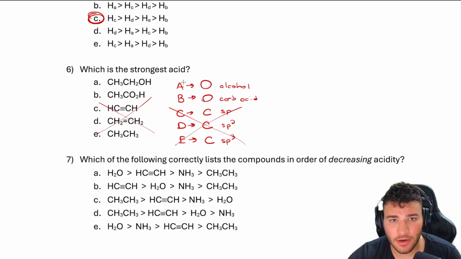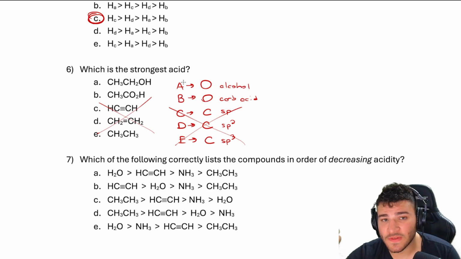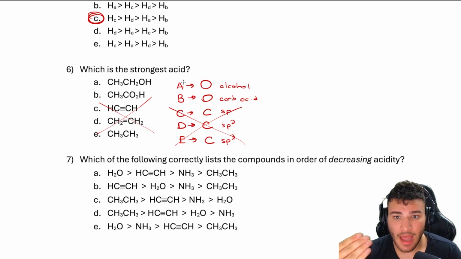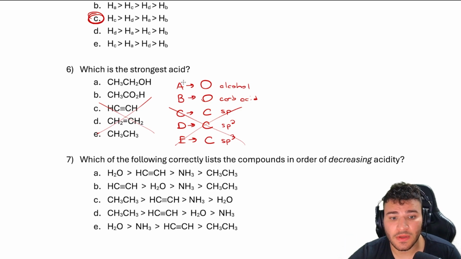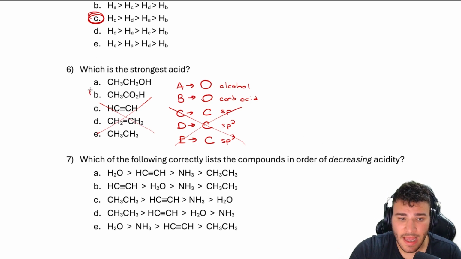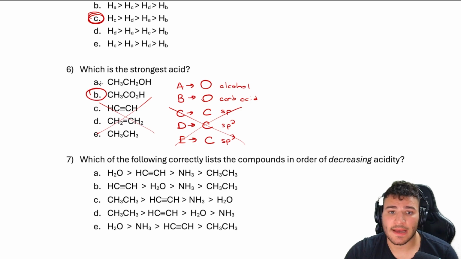Now we're comparing oxygen and oxygen, so we have to move down to resonance. This is why writing the functional groups comes in really handy, because carboxylic acids have resonance, alcohols don't. Because of that, we can say more resonance, higher acidity. Answer choice B, the carboxylic acid, is going to be the strongest acid.